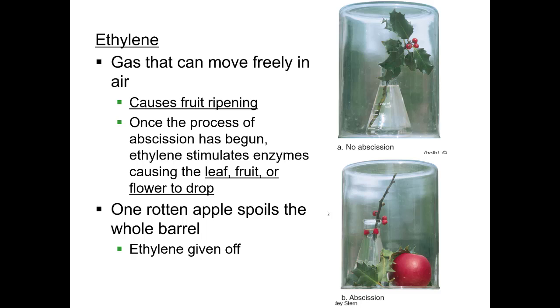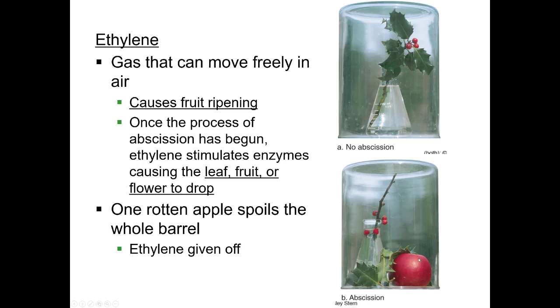If you think about, in this case, you have a holly leaf without any source of ethylene, and here we have a holly leaf with an apple, a source of ethylene. And what you can see happens is the holly has lost its leaves.